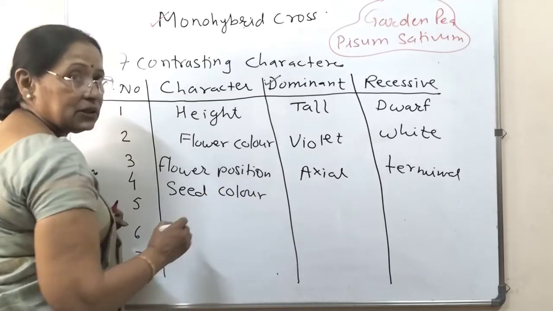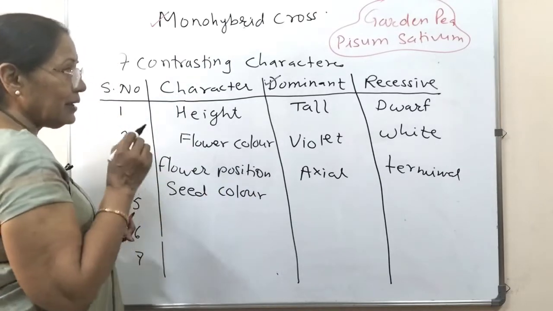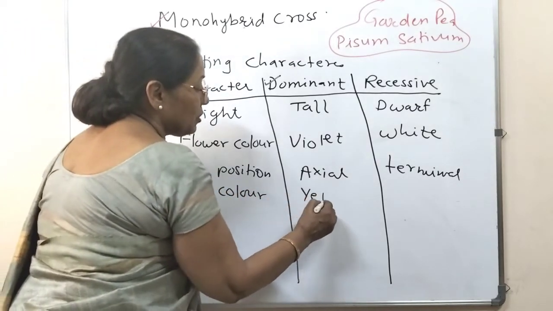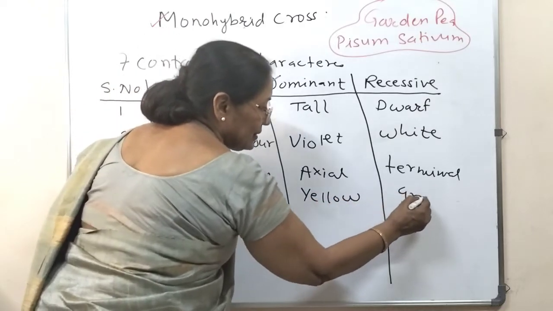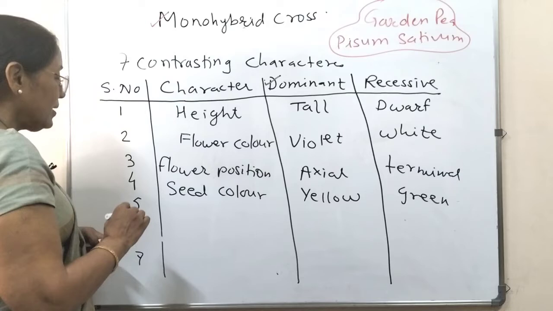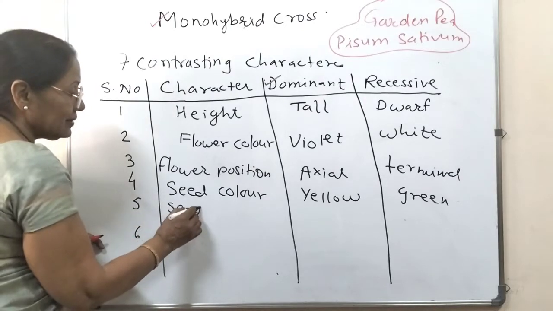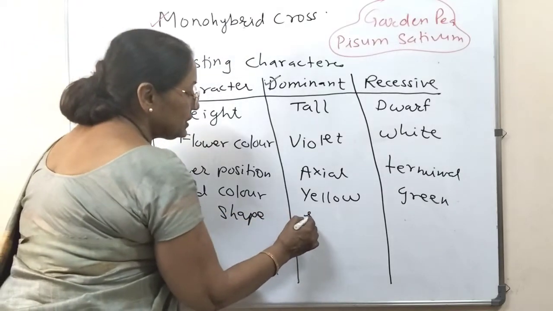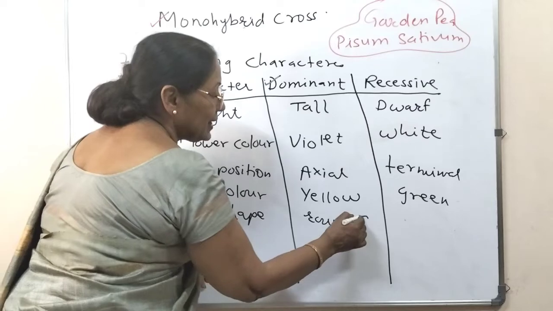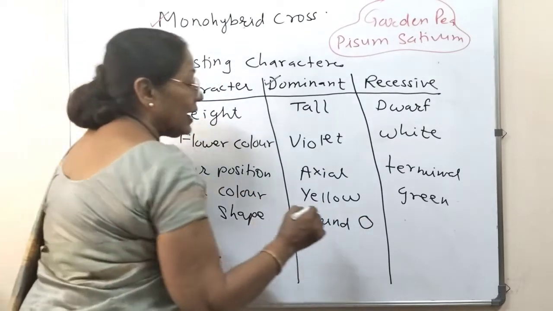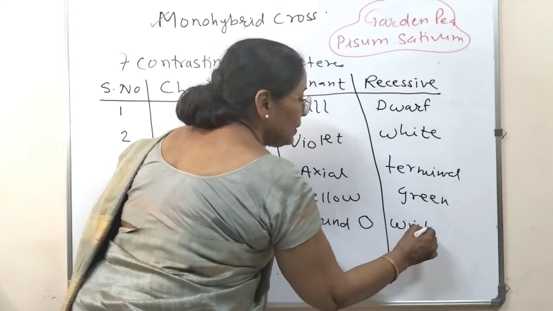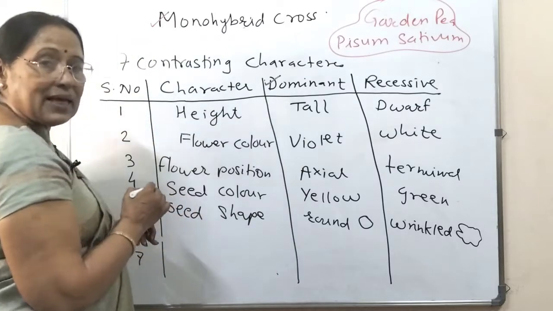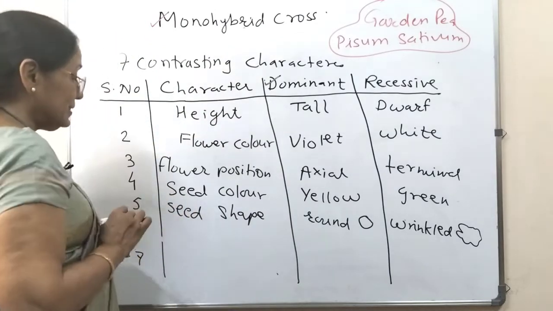Now come to the next character, that is seed color. Seed color, यहाँ बच्चे तुरंत गलत करते हैं ना, बहुत बार गलत करते हैं. They think that green seed is the dominant one. No, yellow seed is the dominant and green seed is the recessive. Now come to another character of seed, that is seed shape. Round shape is dominant, ऐसे round है shape उसका, and wrinkled shape, that means अगर वो ऐसे ऐसे ऐसे this type of shape it is having, that wrinkled seed is recessive.